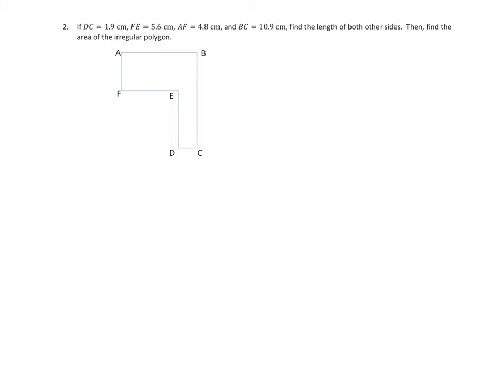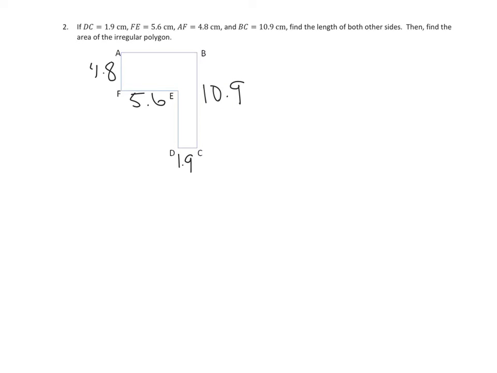If we move on to number 2, it's the same exact shape, they just make the numbers different. They have decimals now. And they change up which sides are missing. So DC they give you this time, 1.9. FE is 5.6. AF is 4.8. And BC is 10.9. So, we're missing AB and we're missing ED.